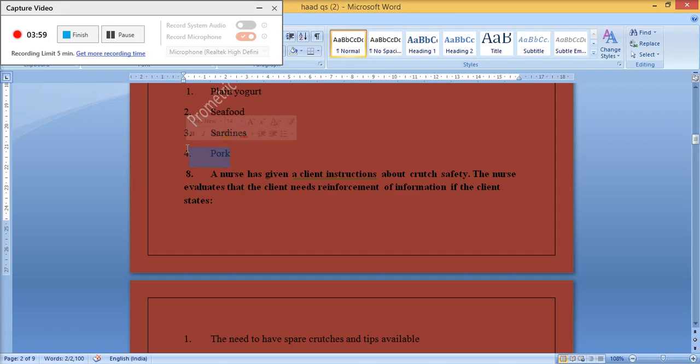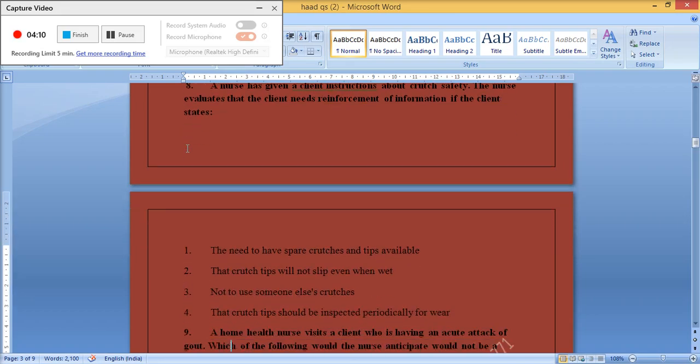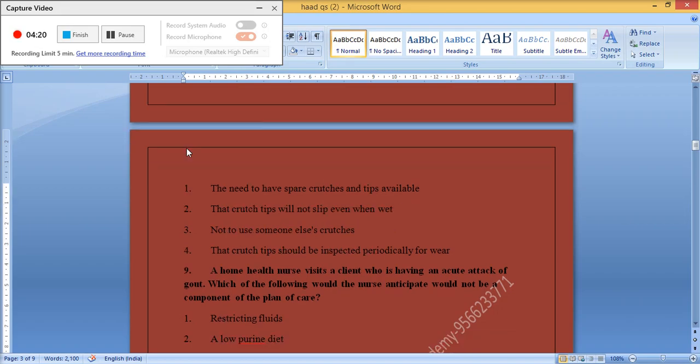8. A nurse has given clients instruction about crutch safety. The nurse evaluates that the client needs reinforcement of information if the client states 1. The need to have spare crutch tips available. 2. The crutch tips will not slip even when wet. 3. Not to use someone else's crutches. 4. That crutch tips should be inspected periodically for wear. The correct answer is 2. The crutch tips will not slip even when wet.